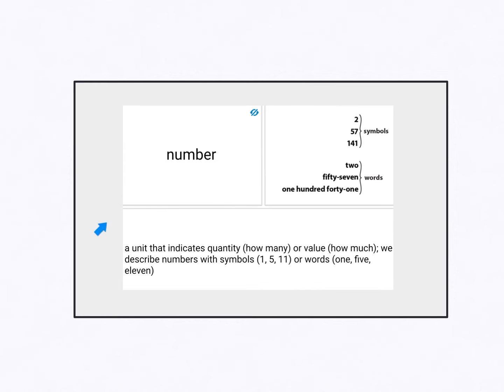A number is a unit that indicates quantity, how many, or value, how much. We describe these numbers with symbols or words: 1, 5, 11. Up here in our visual, we can see our symbols and the words that correspond with them. So 2, 57, and 141.